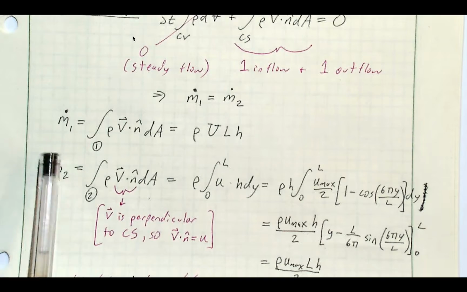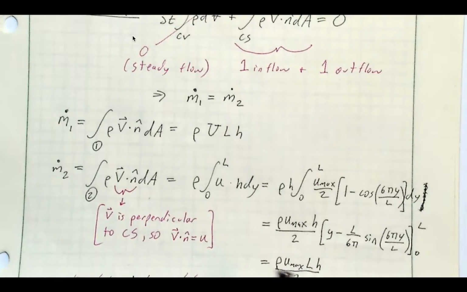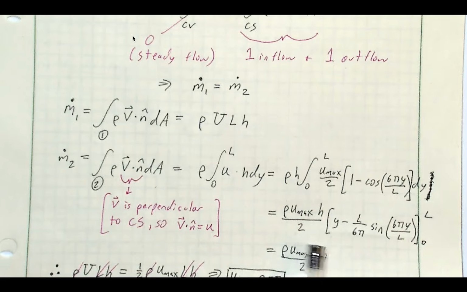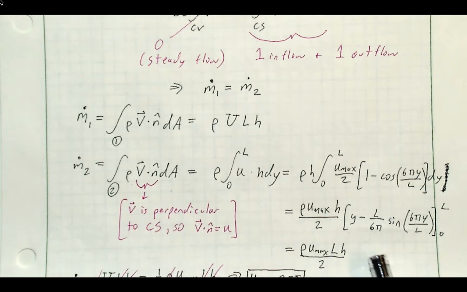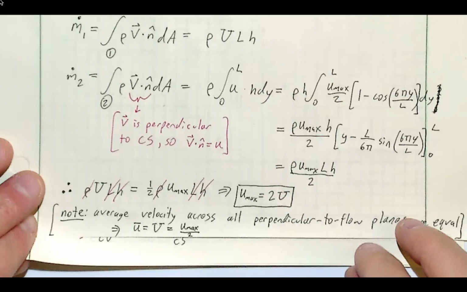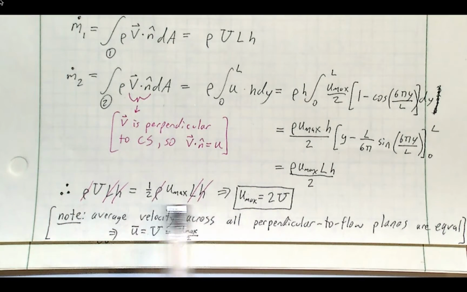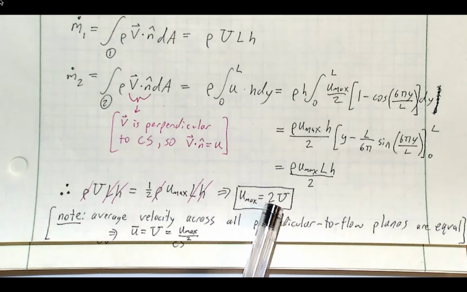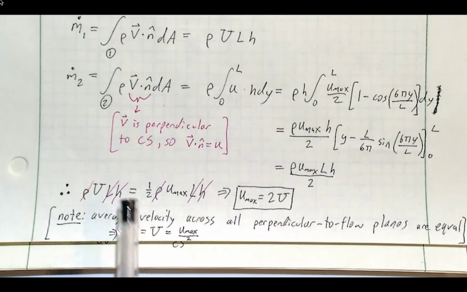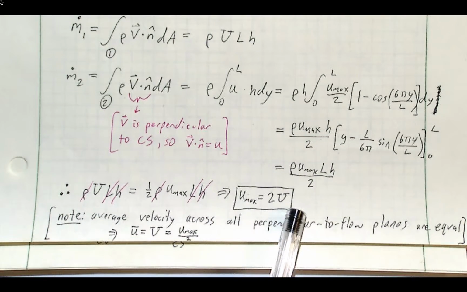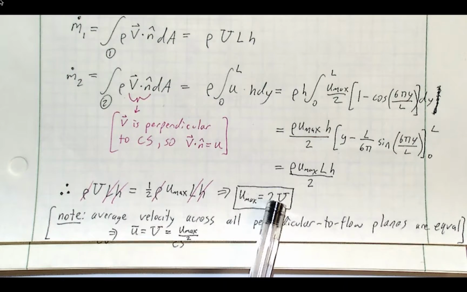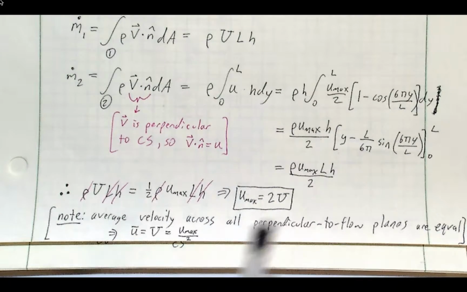So our mass flow rate at 1 is rho U L h. Our mass flow rate at 2 is rho u max L h over 2. And setting those equal to each other, from our continuity equation, we just get that our maximum velocity at the pillar location, the bridge location, becomes 2 times the uniform velocity, right? As we expected, it's a good result that this is bigger than our uniform velocity, and it being twice as much is just a result of it being a cosine that we use for our model here instead of something more complicated.